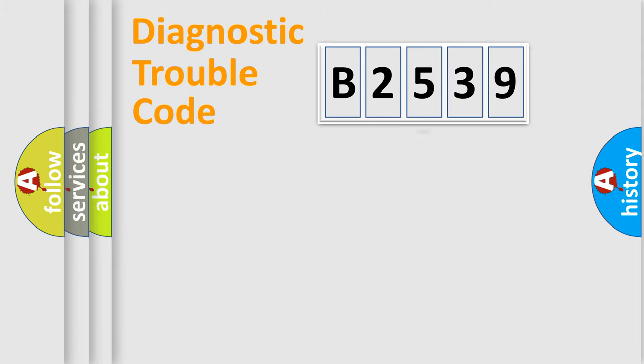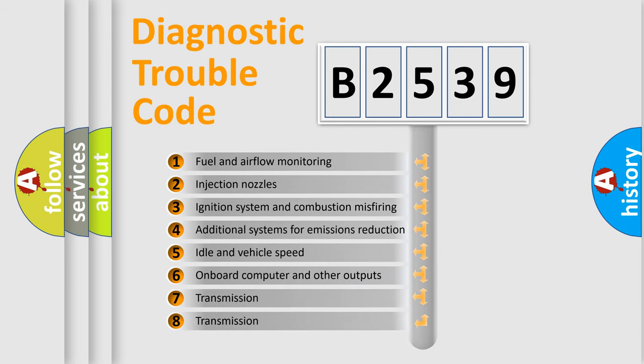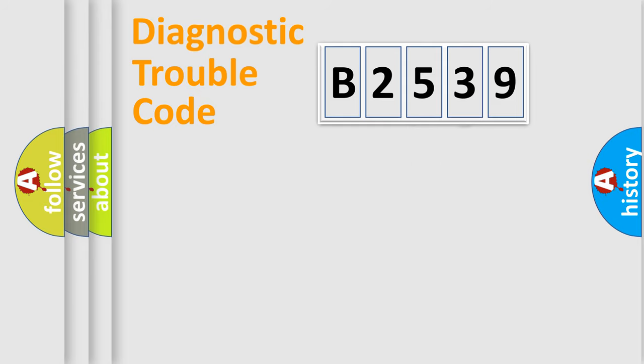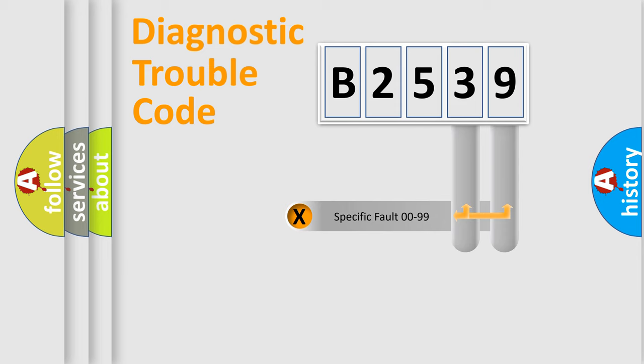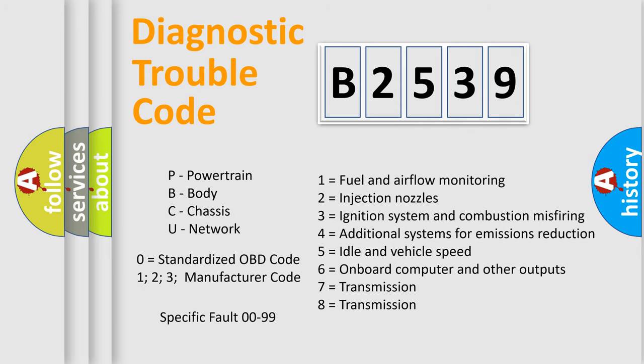In the case of numbers 1, 2, 3, it is a more specific, car-manufacturer-specific error. The third character specifies a subset of errors. The distribution shown is valid only for the standardized DTC code. Only the last two characters define the specific fault of the group. Let's not forget that such a division is valid only if the second character of the code is expressed by the number 0.